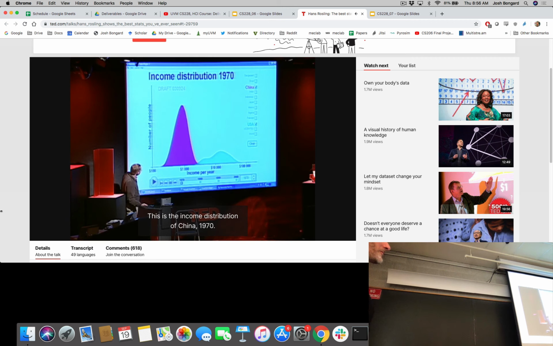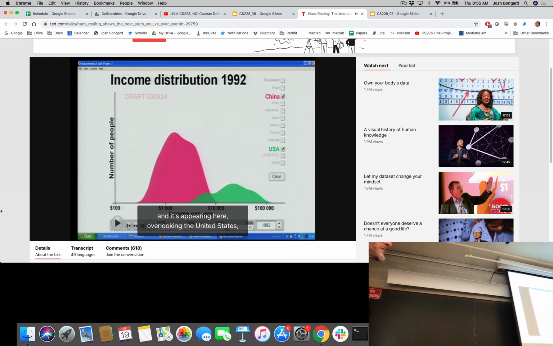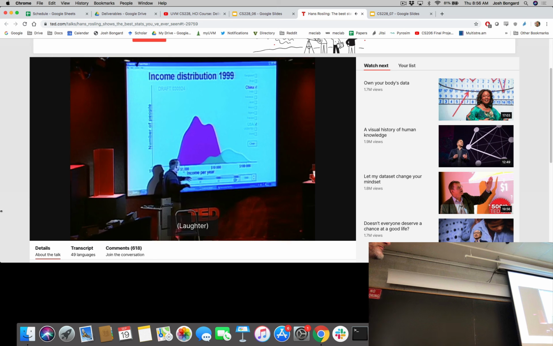This is the income distribution of China, 1970. This is the income distribution of the United States, 1970. Almost no overlap. And what has happened is this: China is growing, it's not so equal any longer, and it's appearing here, overlooking the United States, almost like a ghost, isn't it? It's pretty scary.